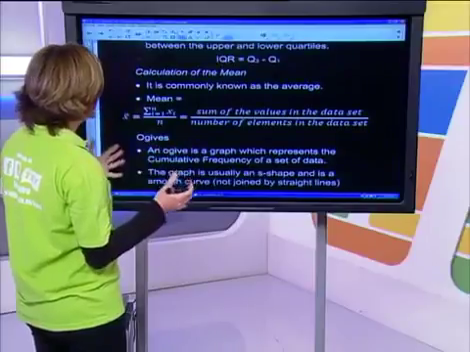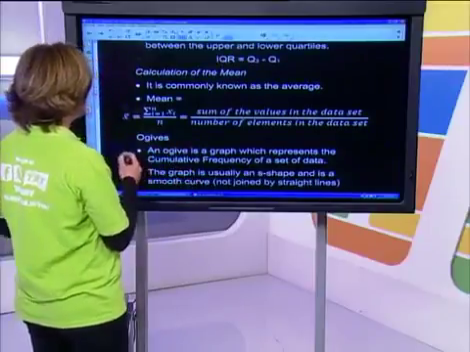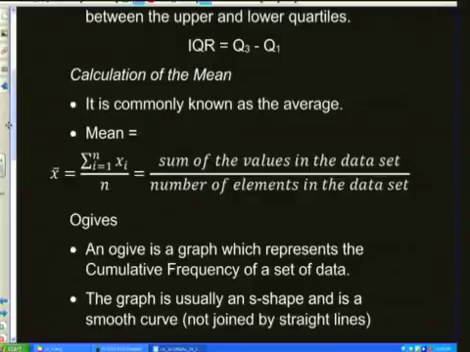Calculation of the mean. I have already mentioned this, but just in terms of a formula, take notes of this, guys. Here it is over here. To calculate your mean, always take the sum of the values in your data set and divide it by the number of elements in the data set.